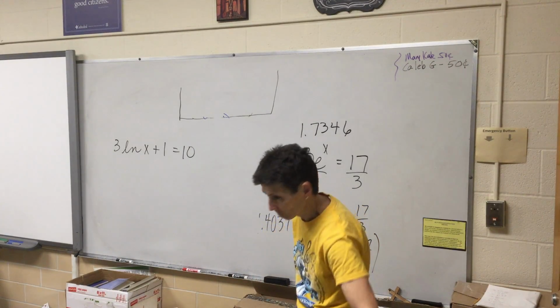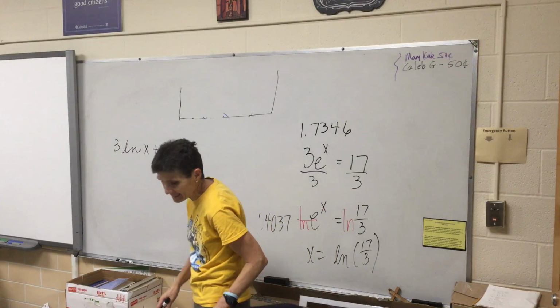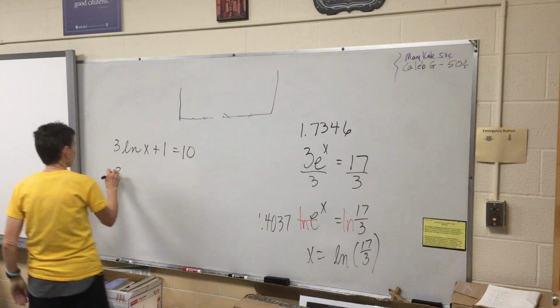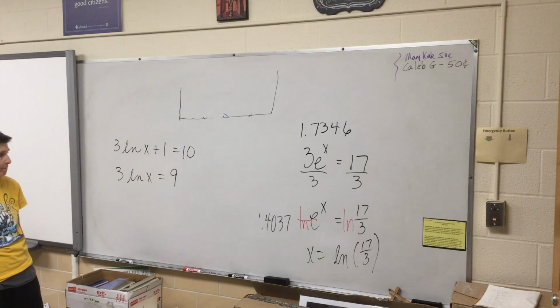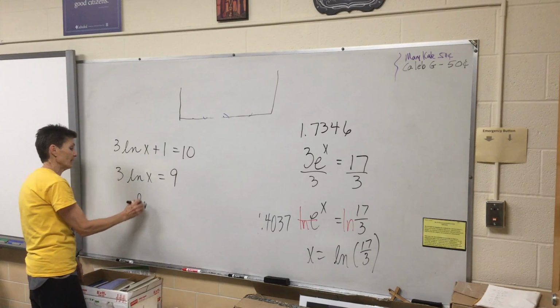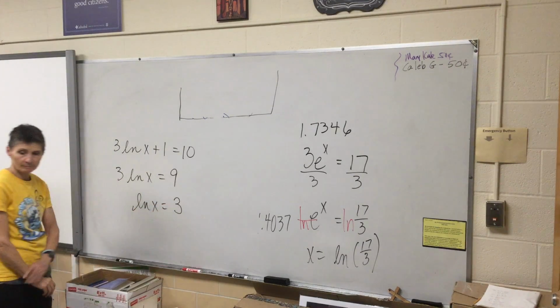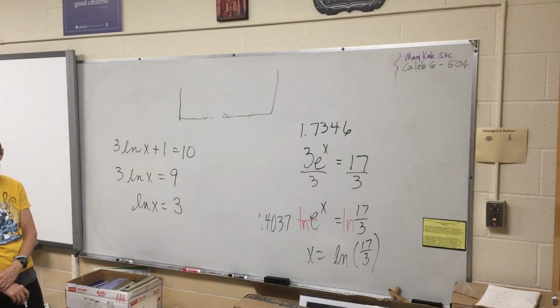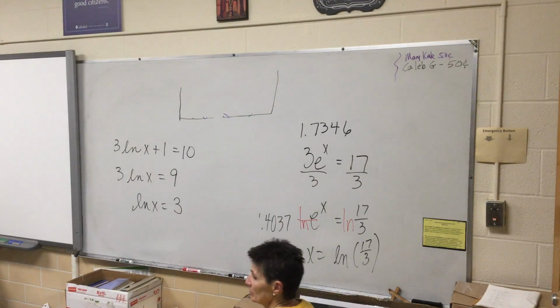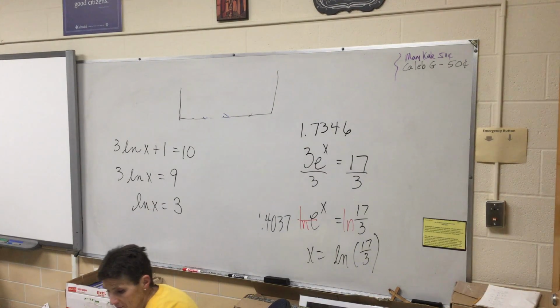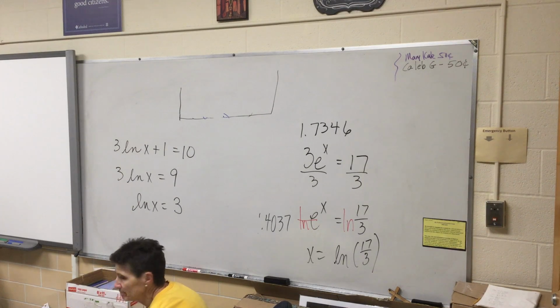Okay, so you would subtract the 1 over. Yes, good. That is exactly how you start. So you have 3 ln x equal to 9? Yeah, and then you would divide that 3 over. Yep. So you have ln x equal to 3. The ln x doesn't cancel, does it? There's no e. Okay. Would you move the x over? Would you divide it? Yeah, but you can't.